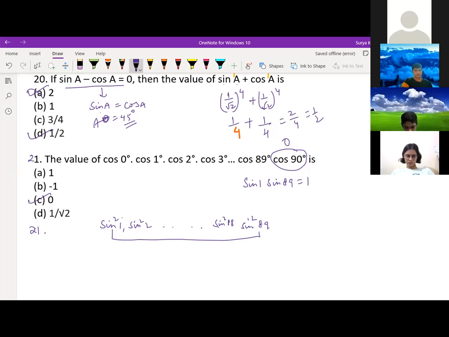So see, everything is getting cancelled over here. Sine 2 and sine 88 will become cancelled. The middle part, one single solo performance will be there. That is sine square 45, and this value is nothing but 1 by 2. This answer is 1 by 2 here then.